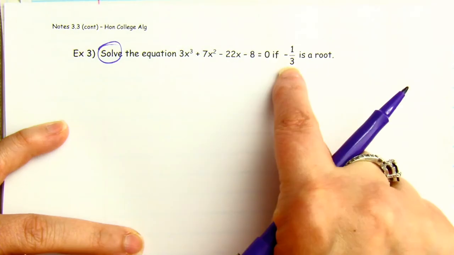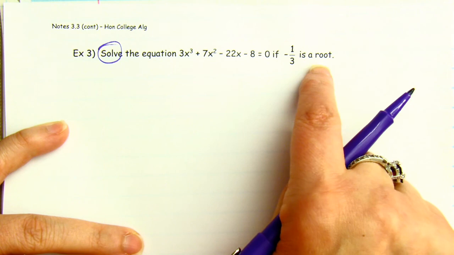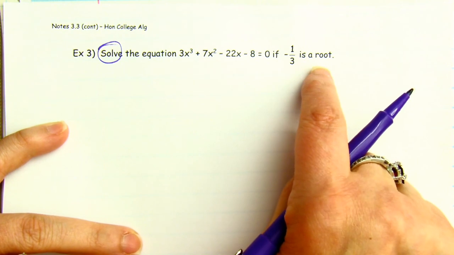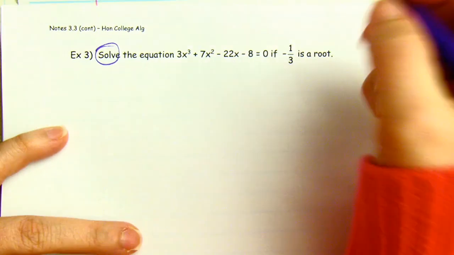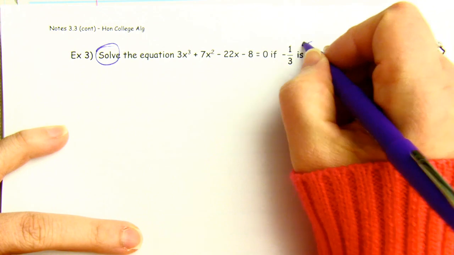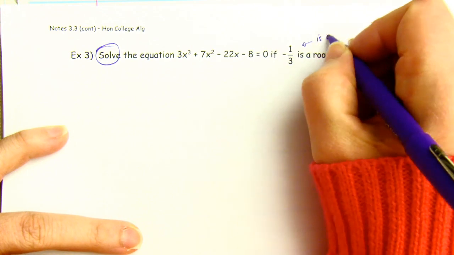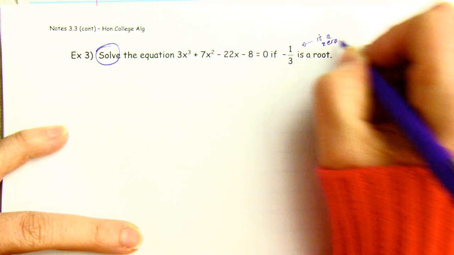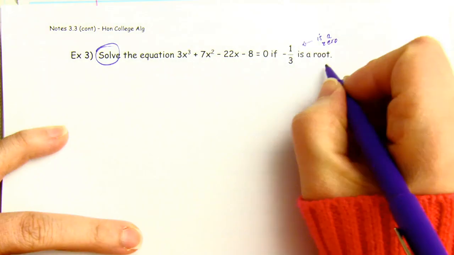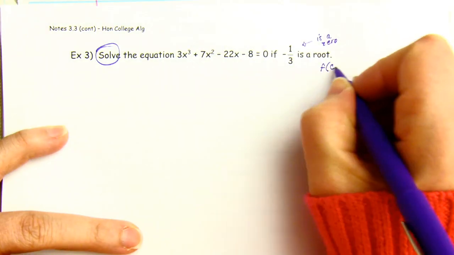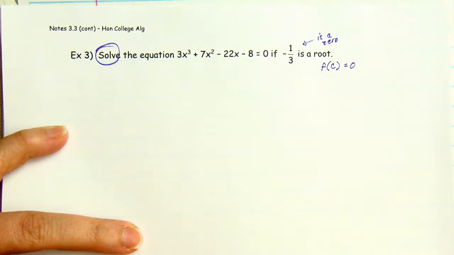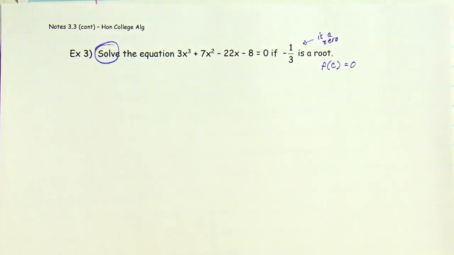If I know negative 1/3 is a root, remember this is the same thing as that's a 0. Okay, negative 1/3 is a 0. That's my f of c equals 0. So guess what? F of negative 1/3 has to equal 0.